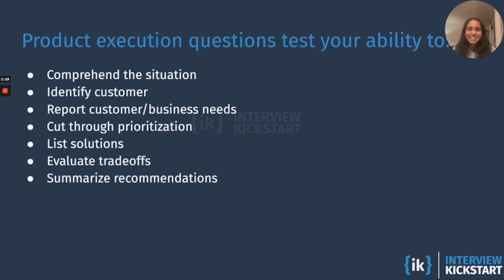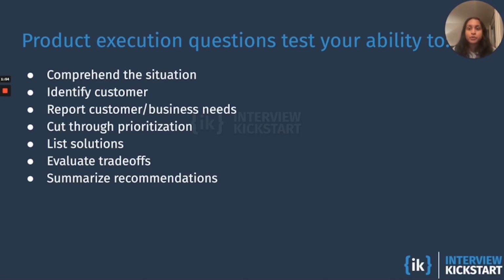So let's get started. Product execution questions test your ability to: C, comprehend the situation; I, identify your customer; R, report customer and business needs; C, cut through prioritization; L, list solutions; E, evaluate trade-offs; and S, summarize recommendations. This may be familiar to you, the CIRCLES method. You may have heard about it before, and I've done a previous foundational video where I go through the CIRCLES method in detail.